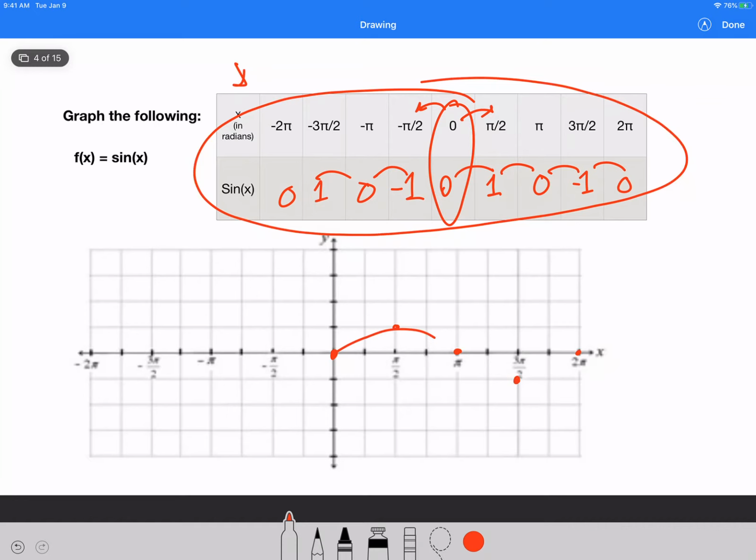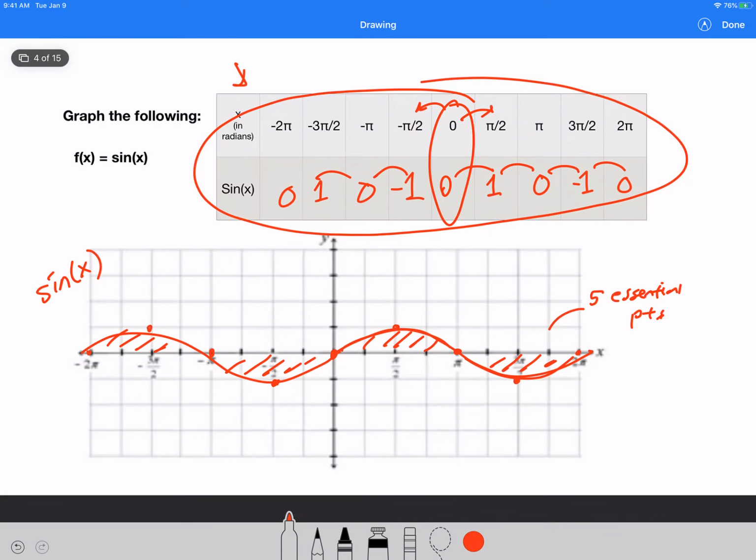By having these 5 essential points, you can already see one full length of wave, one uphill and one downhill, that's what I like to call it. Negative 1, 0, positive 1, 0. On the other end, you will also be able to see the same thing. So that's regular sine of x.